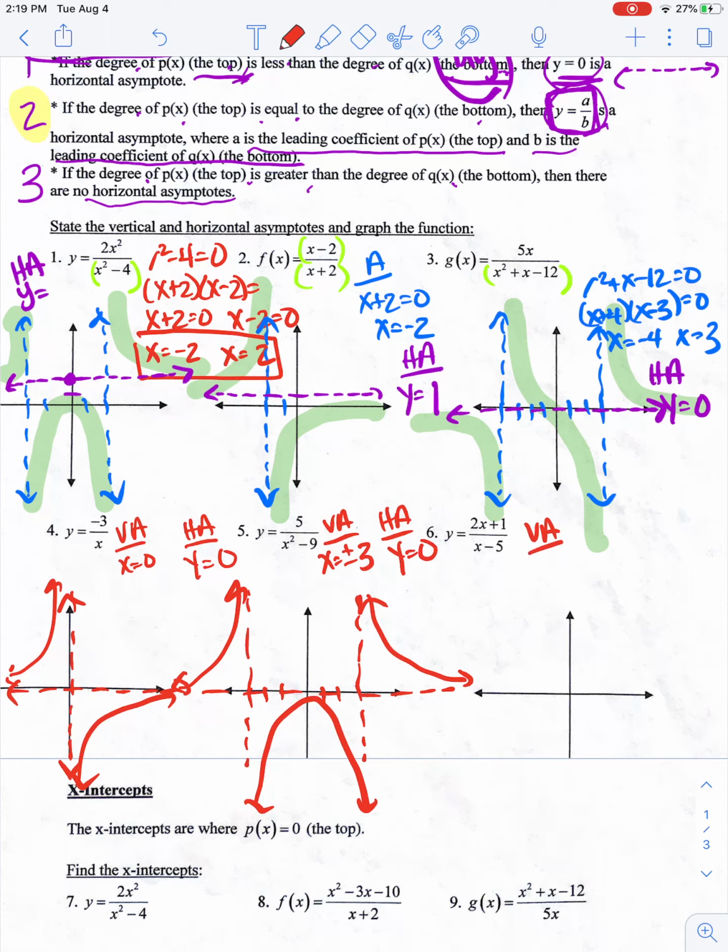And then on the last one, my vertical asymptote, if I set the bottom equal to 0, I'm going to get x equals 5. Horizontal asymptotes, the degrees are the same, so it's y equals a over b, so that'd be 2 over 1, which is 2. So I have a vertical at 5 and a horizontal at 2. So he does this.